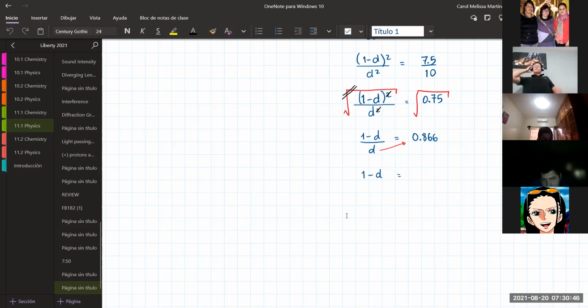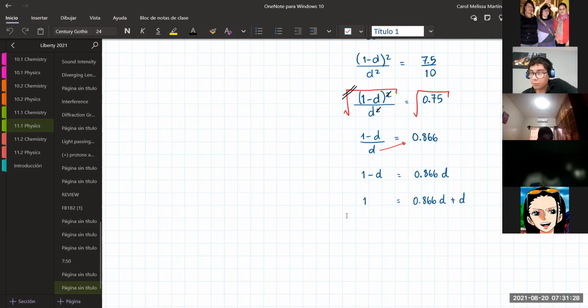And on the other side I have 0.866 d. Okay? And now I want to move this d to the other side because I want d to be on one single side. So it is subtracting, and on the other side we'll be doing an addition. So 1 is going to be equal to 0.866 d plus d.